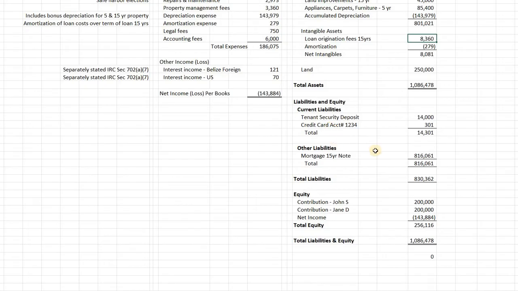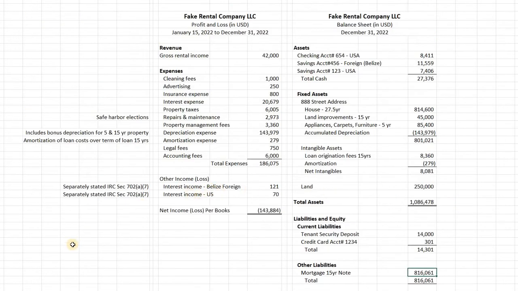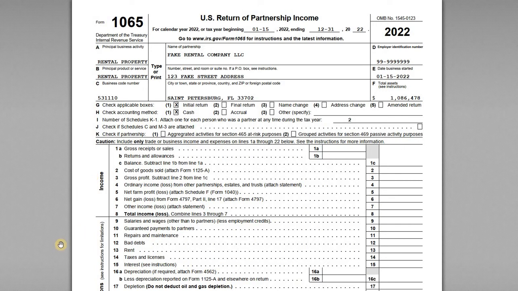Now, on the bottom here, we've got the liabilities, so the security deposit provided by the tenant, a little credit card debt at the end of the year. And then lastly, the big note, right? The mortgage, the 15-year note on the property, that's the outstanding balance at the end of 2022. And then the equity section, the contributions for Jane Doe and John Smith. All right, so now let's have a look at the return itself and start entering some of these components.